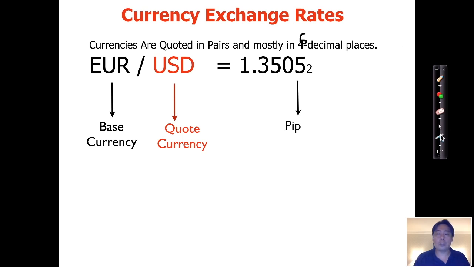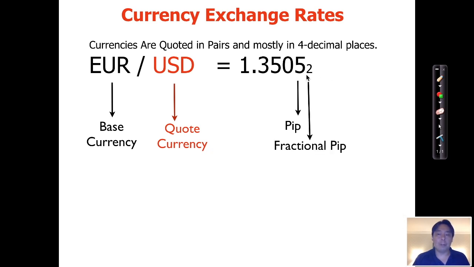Now, if it goes from 3505 to 3516, what has happened? The euro USD has gone up by 11 pips. Does that make sense? 11 pips, because 11 plus 5 is 16. So the pip is the last decimal place. If you look at this entire thing, it's 3,505 pips since it moved up from 0, which was a damn long time ago.